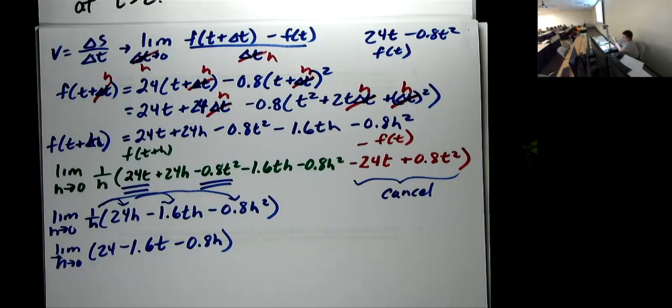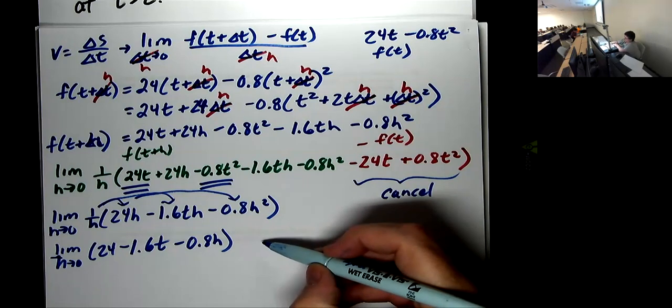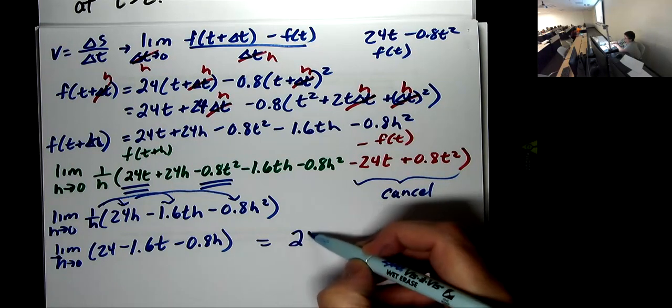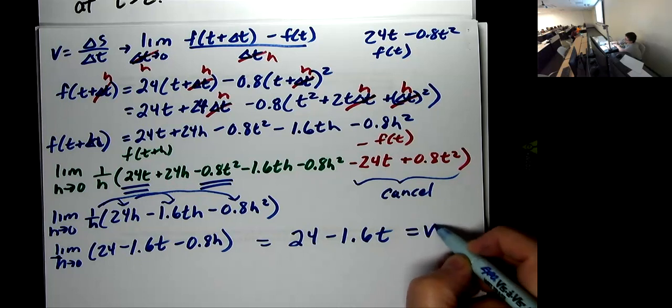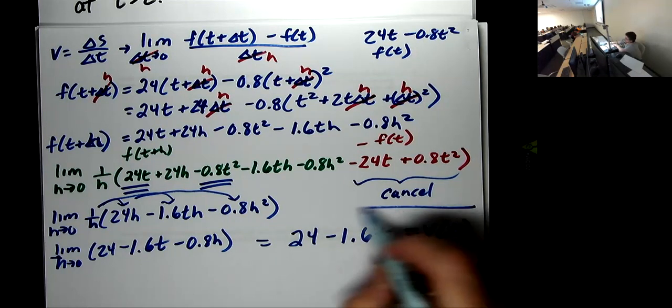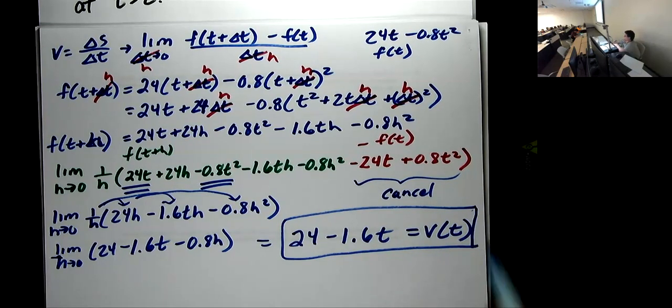So we evaluate that. H goes to 0, we just get 24 minus 1.6 t. This is the velocity at a time t. For this problem. If it's a rock that isn't going straight up, like if you're throwing a baseball to someone else, you've got an angle that you're throwing it at, some trig falls into this, and you're not ready to see trig and these derivative things yet. We'll get there though.